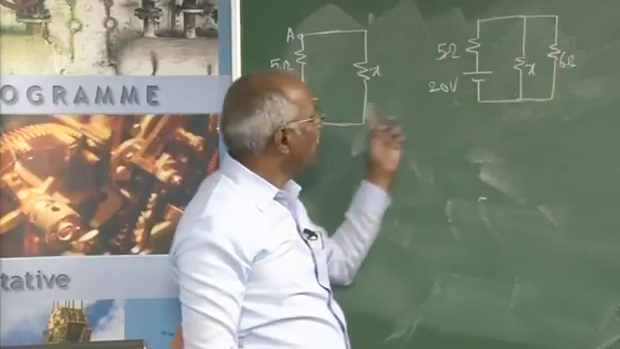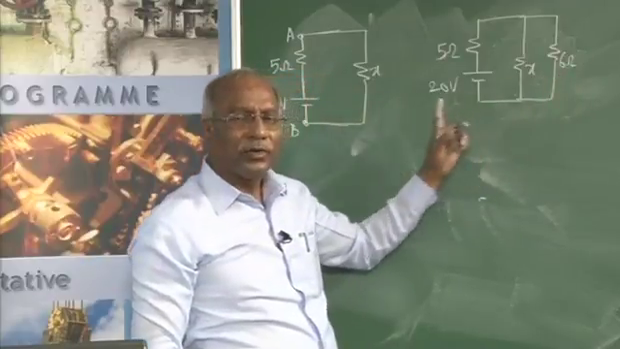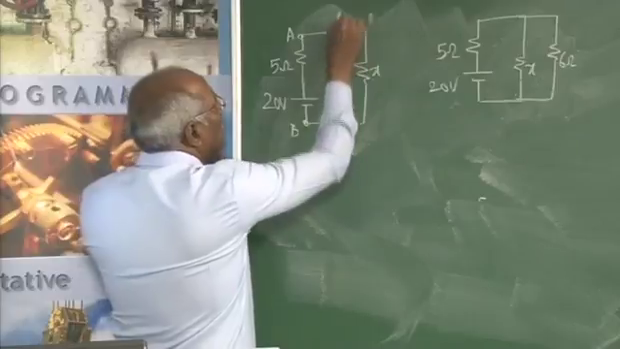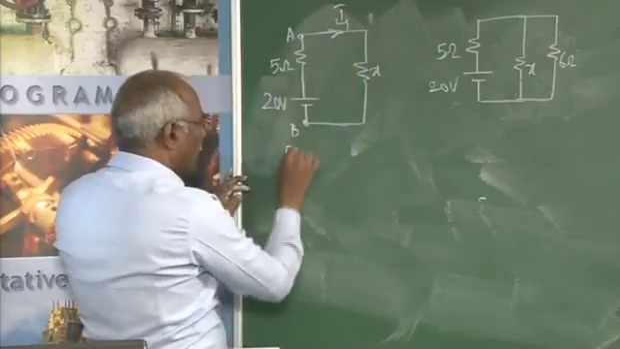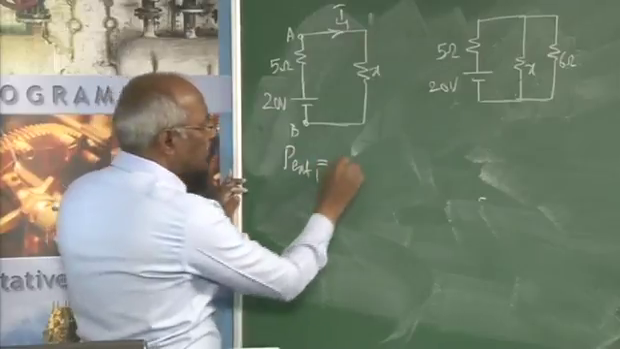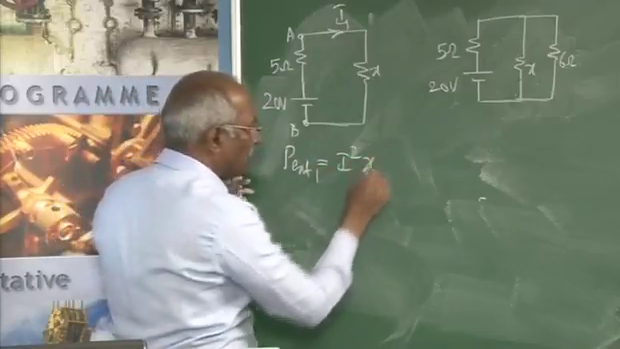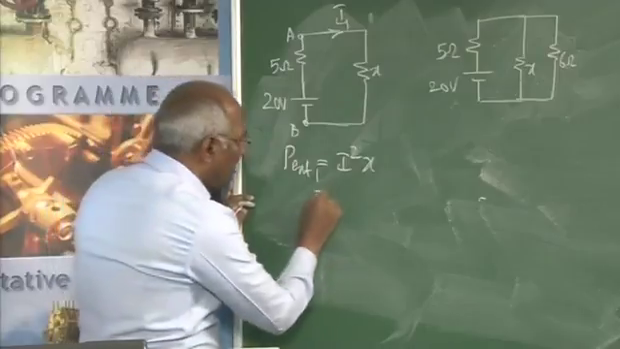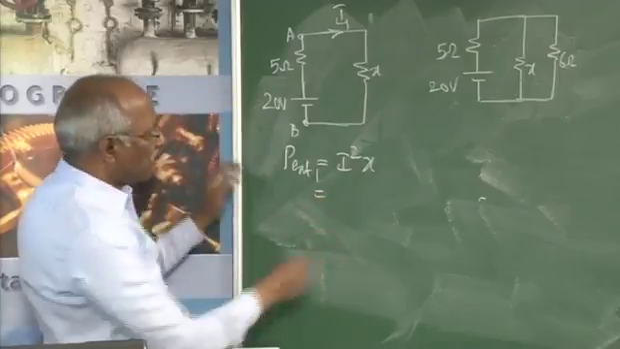The external power in both the cases is the same. Then how to find that? In that respect, if I call this one I1, external power P external 1 will be equal to I squared into X. The value of I will be I1 squared.